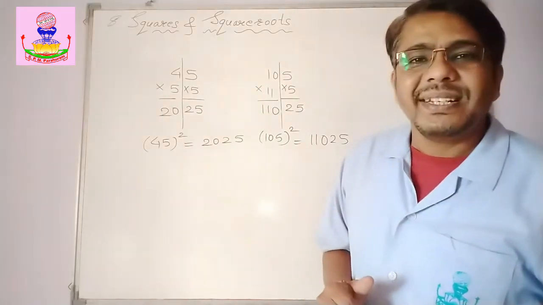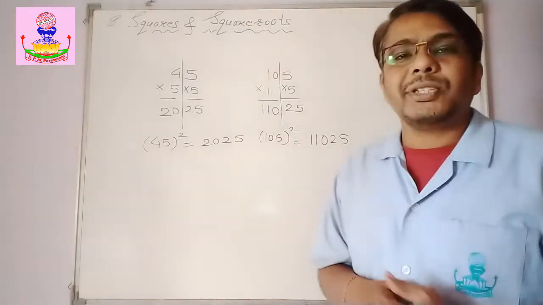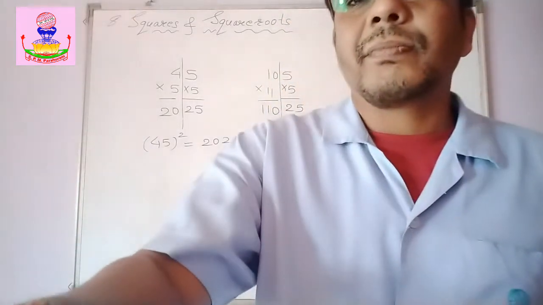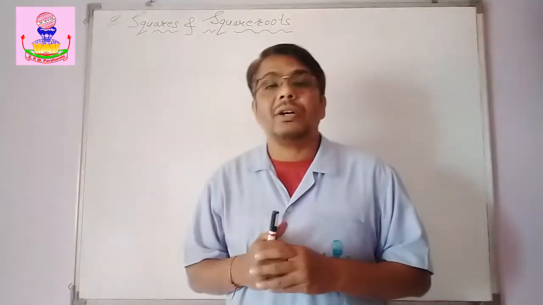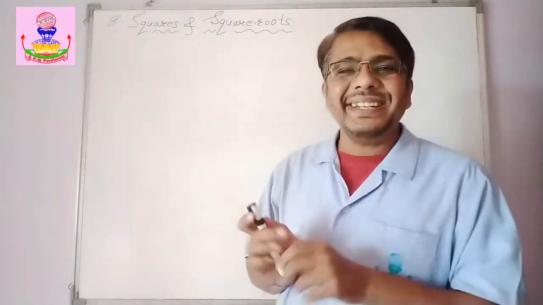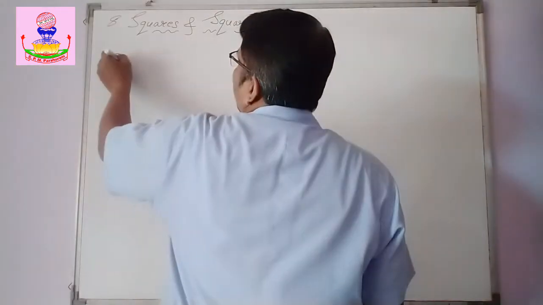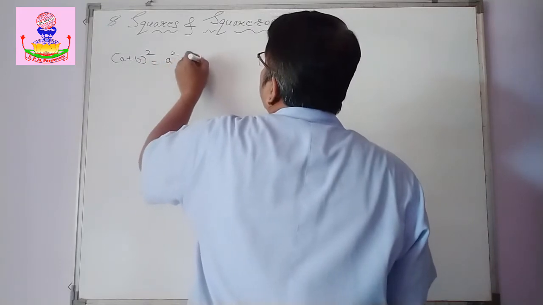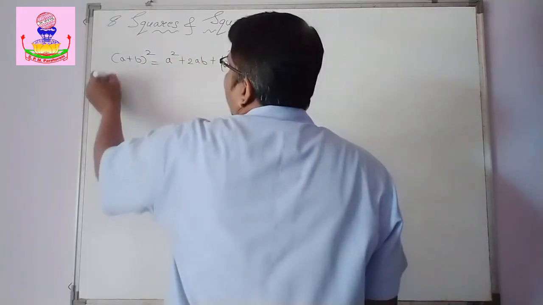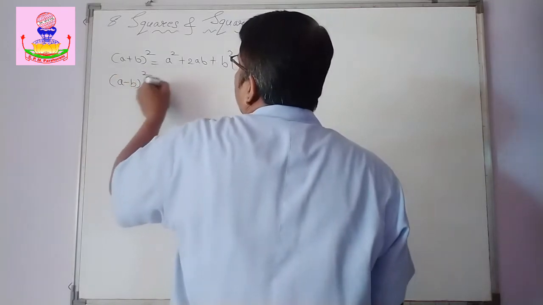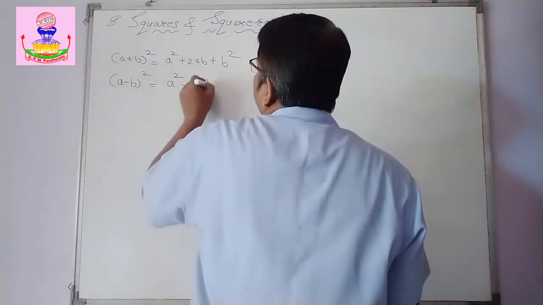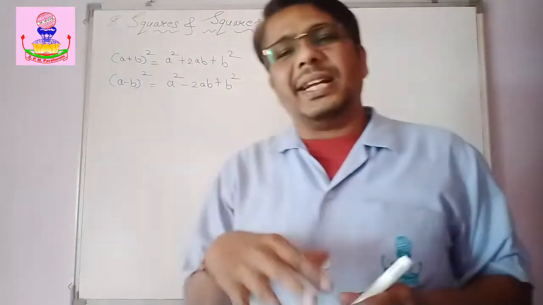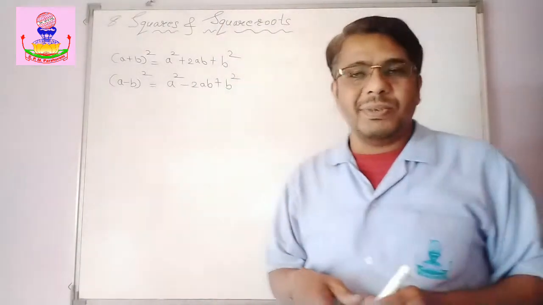Now let's move to the next part, that is finding squares of other numbers. What can we do? I'll tell you. To find the square of other numbers, we can use the identities. Which are those? (a plus b) whole square is equal to a square plus 2ab plus b square. And the second one is (a minus b) whole square, that is a square minus 2ab plus b square. Any one of them is sufficient.